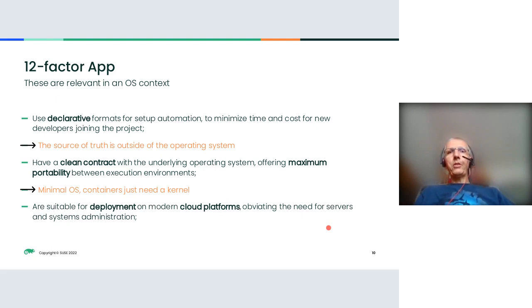And then the third rule of interest is about deployment. And here the second part, obviating the need for service and system administration. In the ideal case, you don't see the operating system ever, you don't touch it, you don't do anything with it. And at the end of the day, that means your Linux admin skills aren't needed anymore, because the operating system is not of interest for the Kubernetes and application layer.